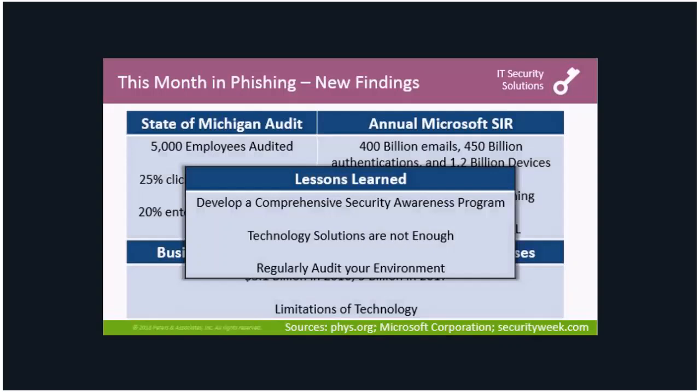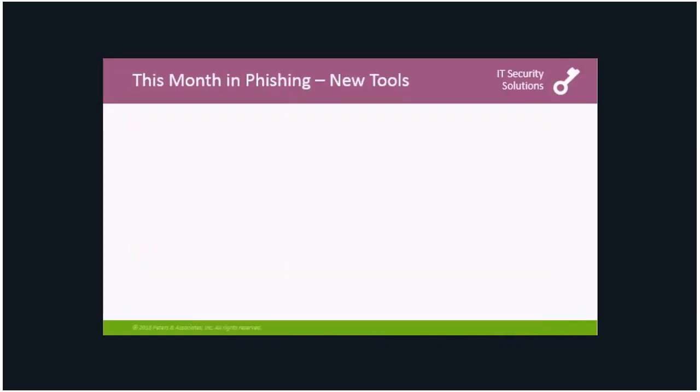The other takeaway from both the Microsoft report and the business email compromise: technology solutions are not enough. Your users are often looked at as the weakest link in the security chain today. They can also be one of the strongest links if they're well trained and can alert you to possible attempts at breaching the network. And then, of course, regularly audit your environment. That's right in line with doing regular phishing tests and making sure that everybody is on their game when it comes to security.